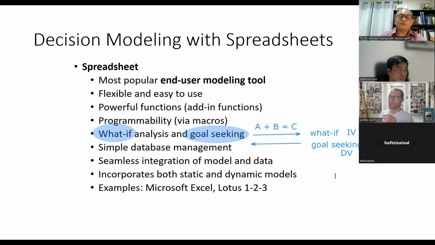Spreadsheets also have simple database management. With a spreadsheet, you can easily do what-if analysis and goal seeking. You put in the formula, change the variables, and see the result, or vice versa. It has simple database management just by using boxes, cells, so it is a seamless integration of model and data. You can do pivot and so on. It can incorporate static and dynamic models by putting formulas in your boxes. So a spreadsheet is easy. Examples are Lotus 123 and Microsoft Excel.